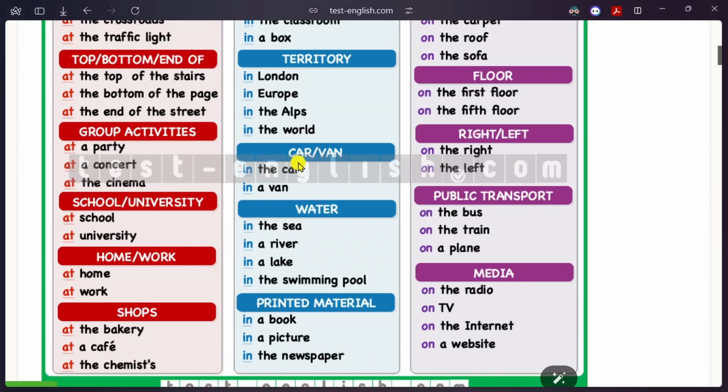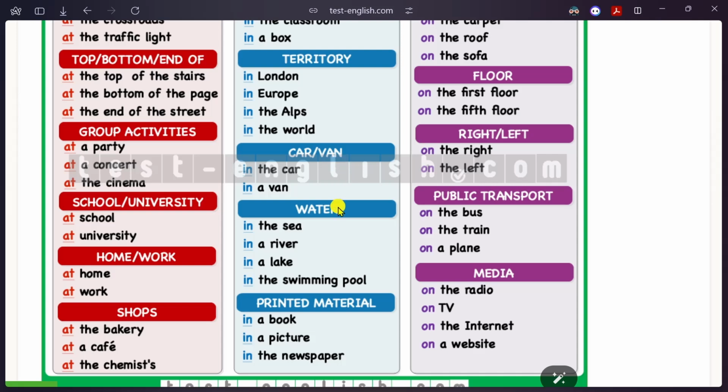Okay, car or van, so vehicles. Some people say "vehicle," but the H is silent. Vehicle.